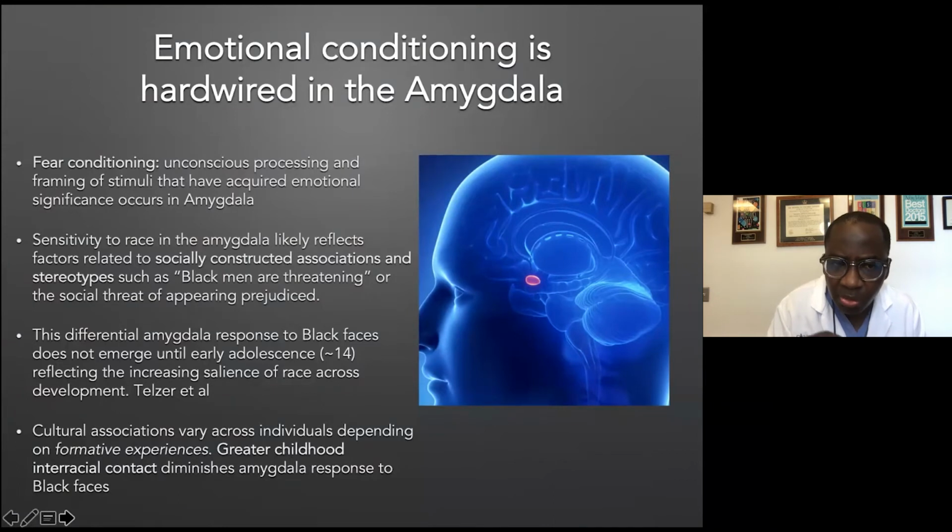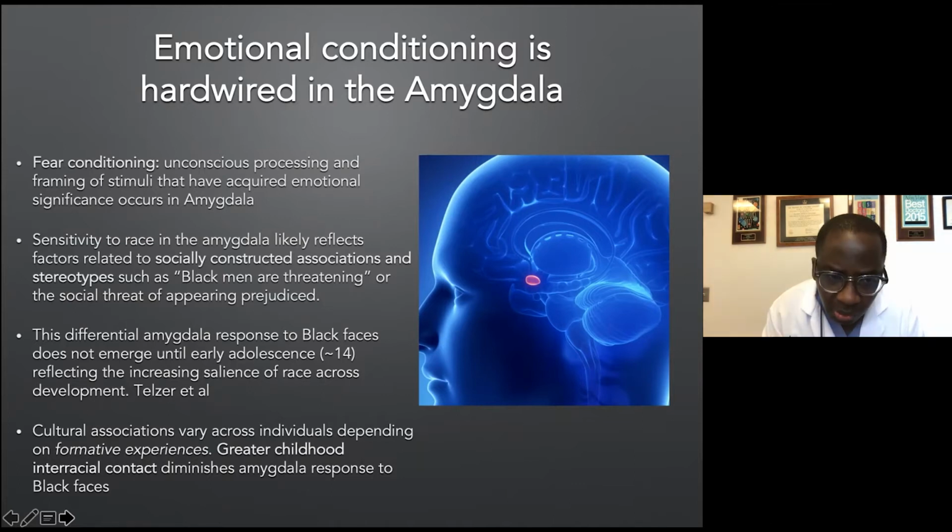And I think this sensitivity to race that's reflected in the amygdala, I just want to mention again that the amygdala is really responsible for framing and processing unconscious stimuli that have acquired emotional significance, like fear or threat. And so the sensitivity to race in the amygdala likely reflects the socially constructed associations and stereotypes that we have in American society, such as Black men are threatening, or it might also reflect the social threat of appearing prejudiced.